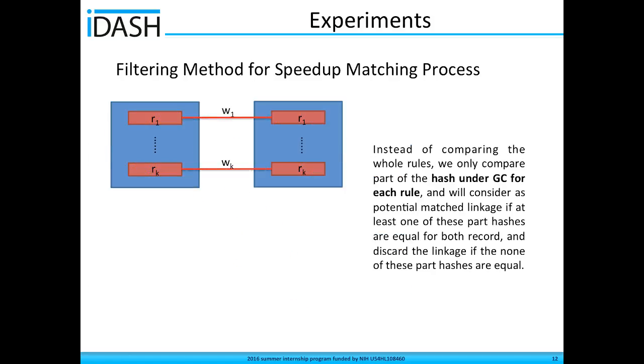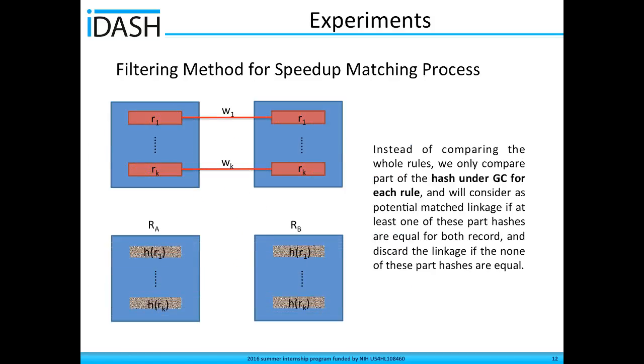So what we do is, instead of comparing the whole rules, we only compare part of the hash on the garbled circuit for each rule. We will only consider a potential match linkage if at least one of these partial hashes is equal for both records, and discard the linkage if none of these partial hashes are equal. By doing that, we can reduce the whole linkage space down to a very small scale.